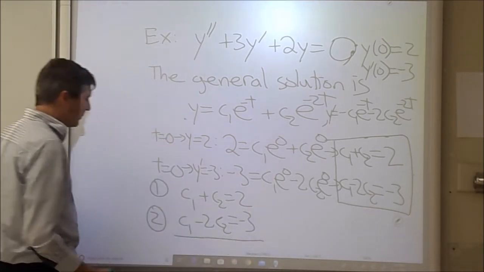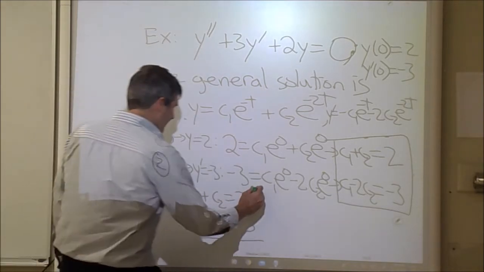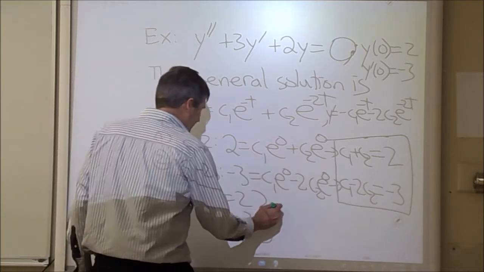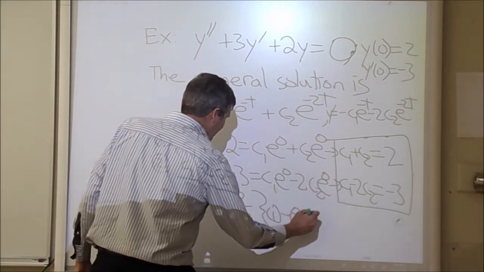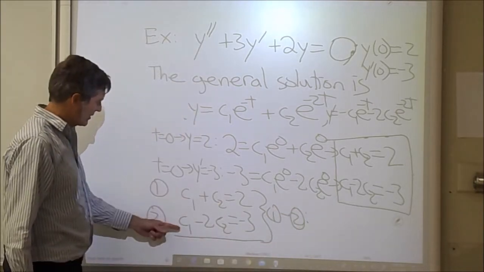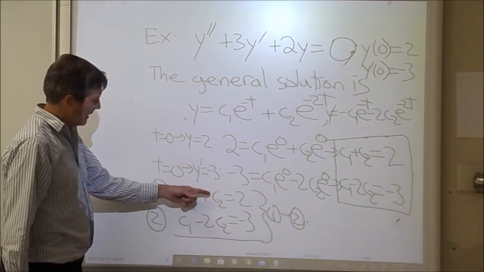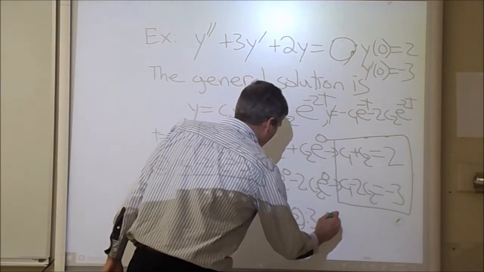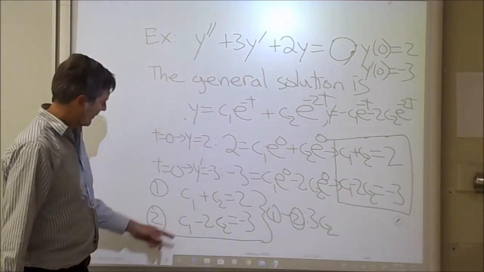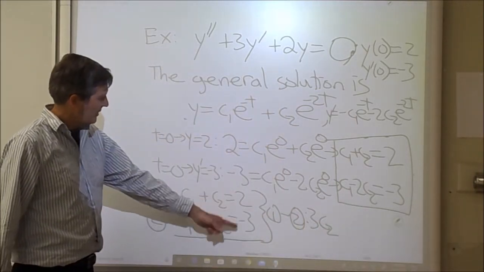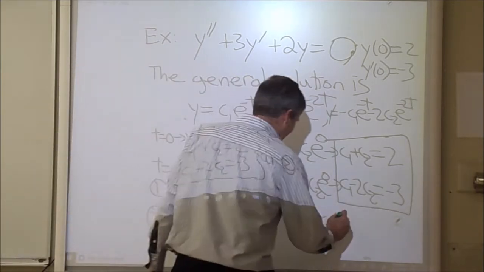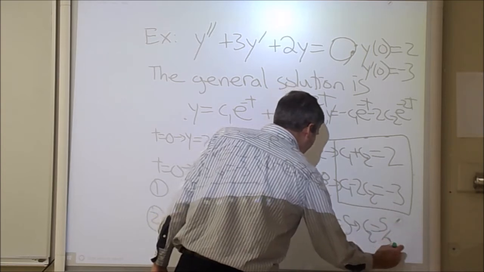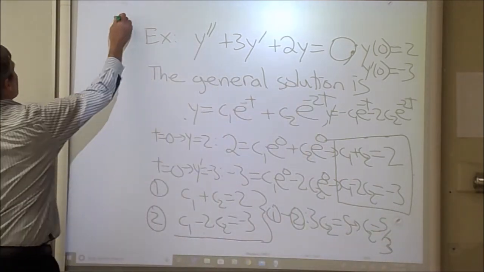And we could add a multiple of one equation to another, right? Suppose we take the first one minus the second one to eliminate c1. So if I take 1 minus 2, what do I get? c1 minus c1 is 0. c2 minus a minus 2 c2 is 3 c2, equals this one minus this one, 2 plus 3 is 5. Tells you that c2 equals 5/3. Evidently there's a unique solution.